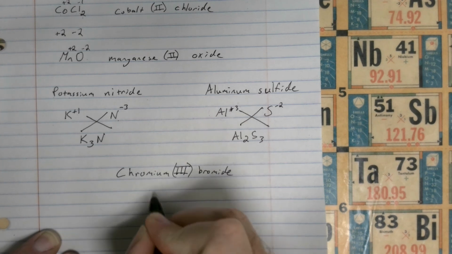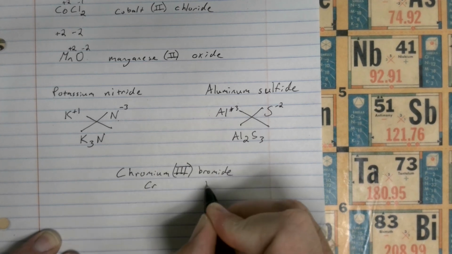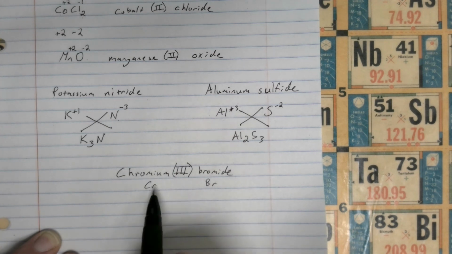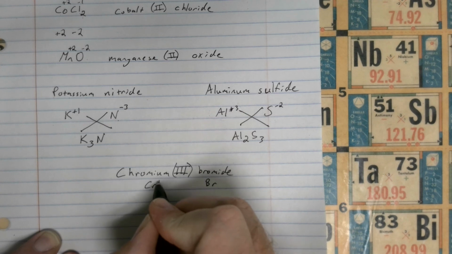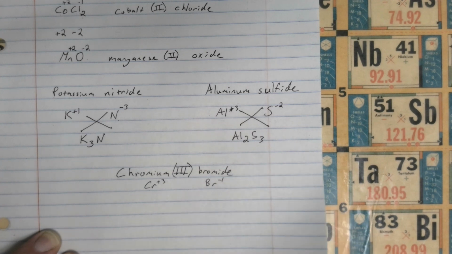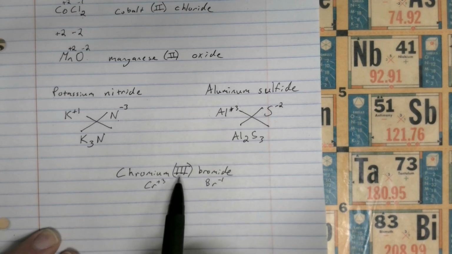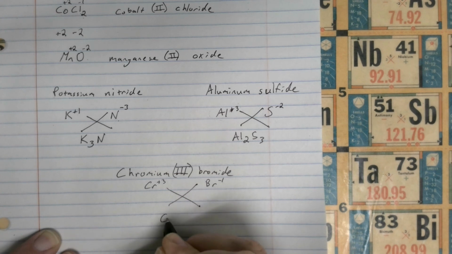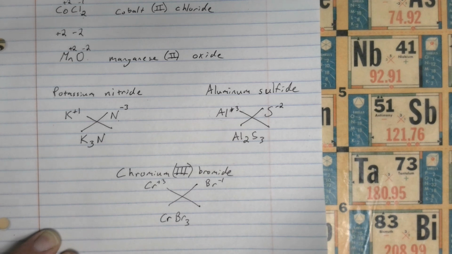I know it's chromium, I know it's bromine. This 3 represents the charge of chromium, so this will be +3. I know bromine is in group 17. Group 17 is -1. Again, it's not much different than what we did up here. It's just that now, instead of looking at the periodic table to find our charge for the metal, for the cation, we're looking here to find our charge. So from here I just crisscross, and it becomes CrBr3. Okay?